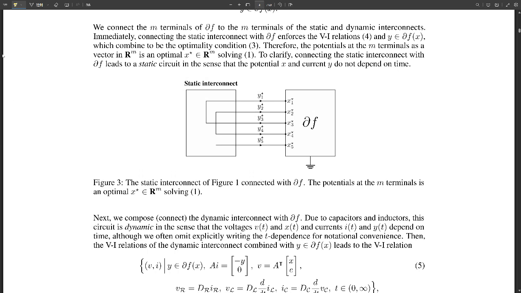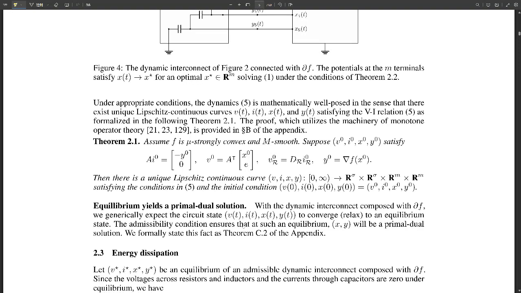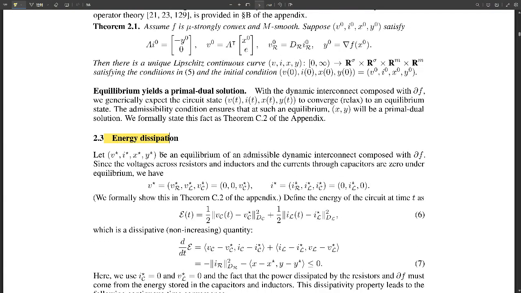Right. And this brings us to another important concept, energy dissipation. Just like in a real circuit, energy dissipates as it stabilizes. The energy of the optimization problem also goes down as the algorithm gets closer to the solution. So the connection to the physical world isn't just an analogy. It helps make sure the algorithm's working right. Exactly. This energy dissipation idea helps prove that the algorithm will actually find the solution. We say it converges.